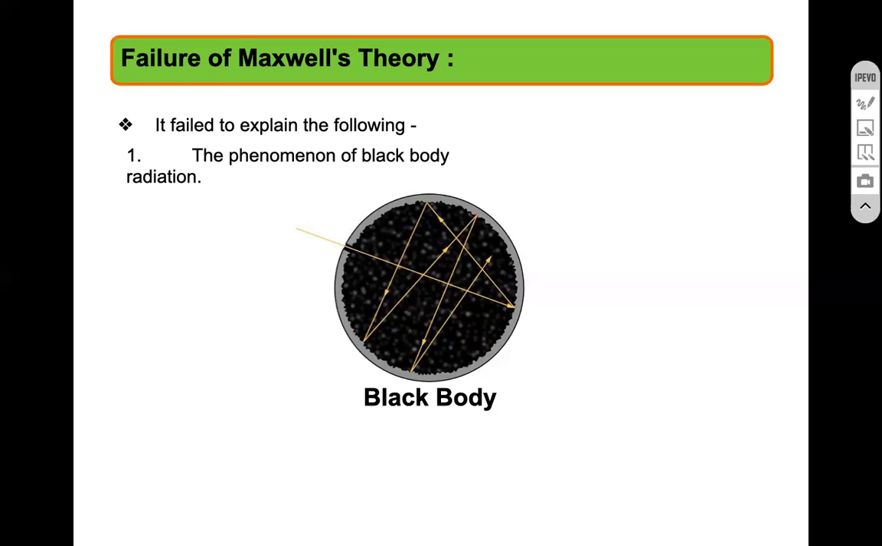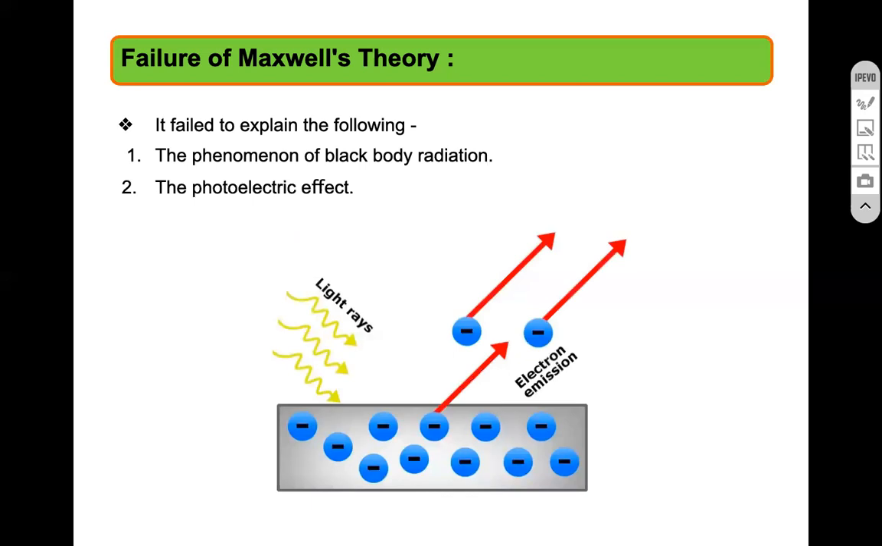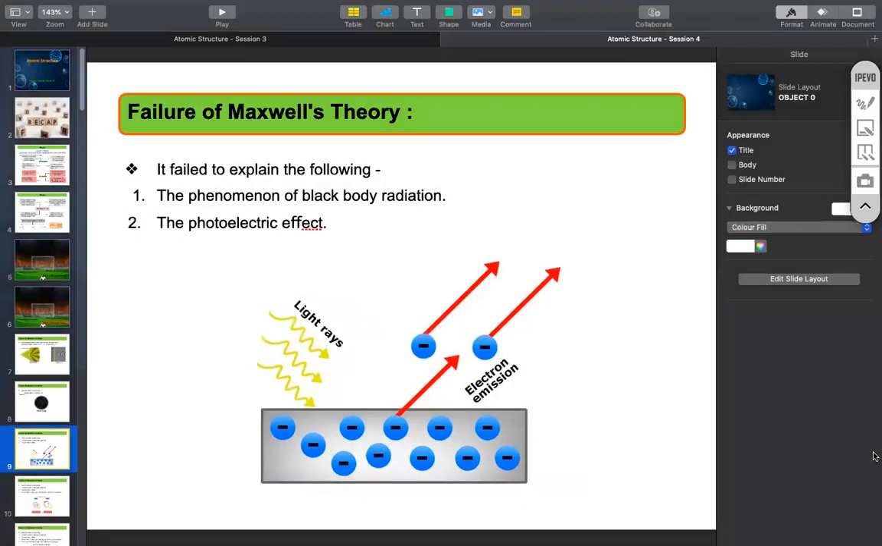And second phenomenon, what was the thing? He failed to explain the photoelectric effect. What is the photoelectric effect? I'll tell you in short. If light falls on any metal surface, electrons from the metal surface will be ejected. What does this mean? Here light falls on this metal surface, it will give energy to the electron, and the electron will be thrown away, ejected. This is called the photoelectric effect.